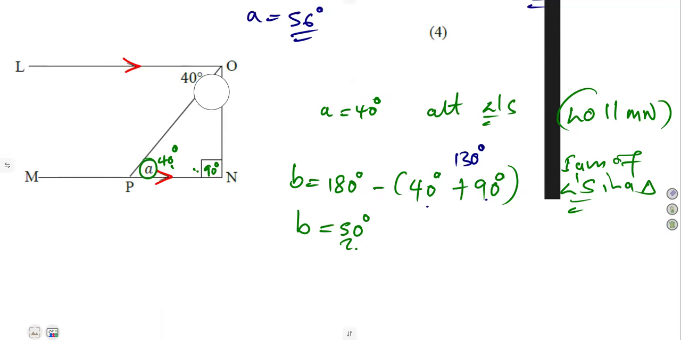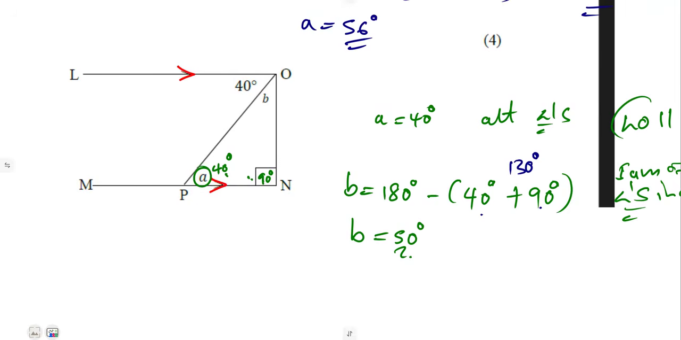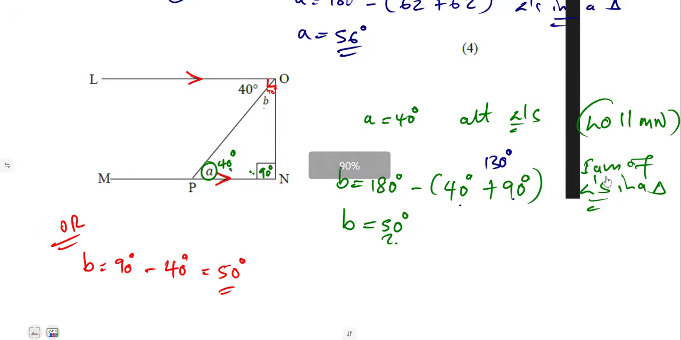Or we could have answered this one, angle B, by saying the angle LON is 90 degrees. So if it is 90 degrees, therefore angle B is simply going to be 90 degrees minus 40 degrees, as they are complementary angles. So 90 minus 40 gives us 50 degrees. Still, guys, we have got the same answer. There are so many ways that we can use to attempt these typical questions that we are given.